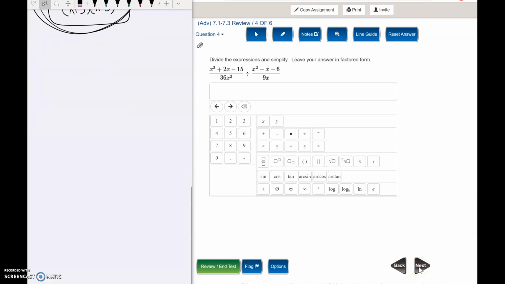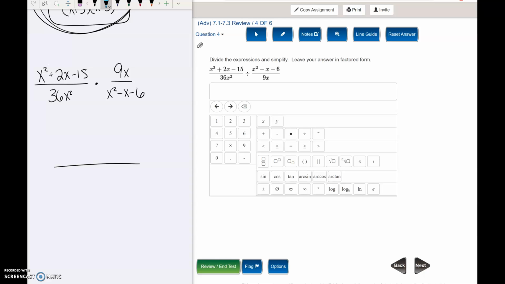Divide the expressions and simplify. Leave your answer in factored form. With division, remember we keep the first fraction the same. We change the sign to multiply, and we flip the second fraction. Now it's just like number 3. So we need to factor, factor, factor, factor, and then we can cancel.